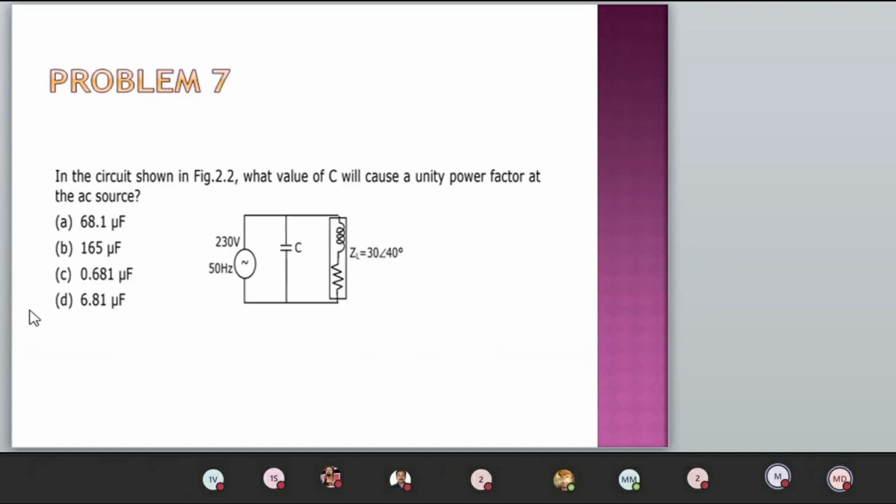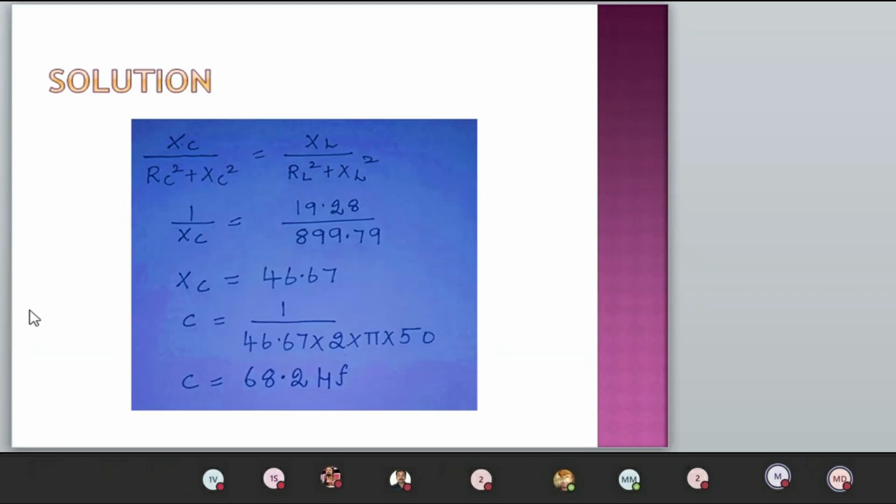You have 4 choices: 68.1, 165, 0.68, 6.81. So the nearest answer is 68.1 microfarads. See here, 0.68 and 6.81 are nearly close to 68.1. So you have to take care not to commit any errors while working out the problems. Sometimes a small decimal mistake will give you a wrong solution. So please be watchful and cautious.